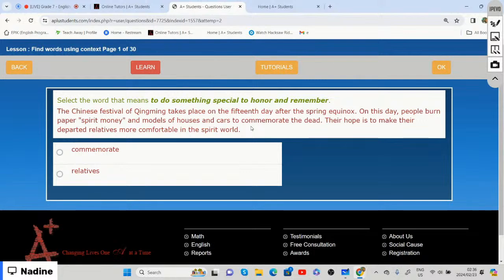The Chinese festival of Qingming takes place on the 15th day after the spring equinox, right? On this day, people burn paper spirit money and models of houses and cars to commemorate the dead. Their hope is to make their departed relatives more comfortable in the spirit world.